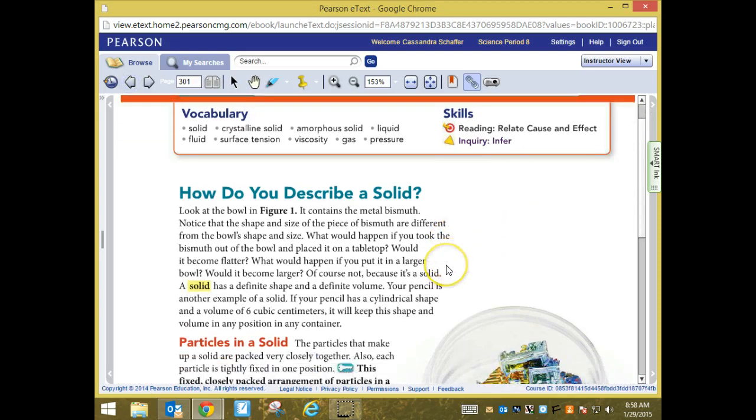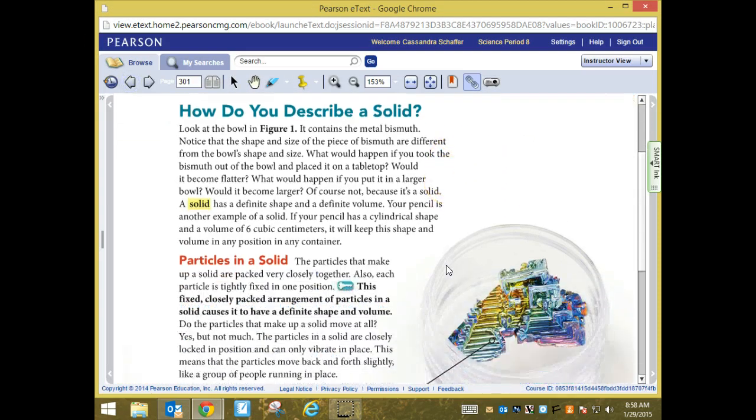Look at the bowl in figure 1. It contains the metal bismuth. Notice that the shape and size of the piece of bismuth are different from the bowl's shape and size. What would happen if you took the bismuth out of the bowl and placed it on a tabletop? You should be able to stop and think about that.